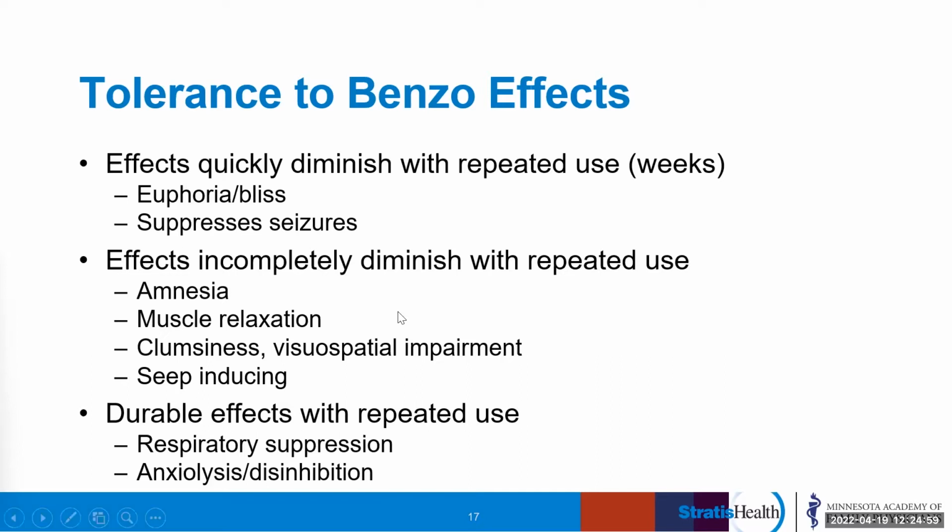So the durable effects, the things that hang on, is really respiratory depression. That's the problem. If you can't get euphoria unless you take a higher dose, you're really playing around with the biggest problem, which is the respiratory depression. That may still be there and can get worse when you take those bigger doses.